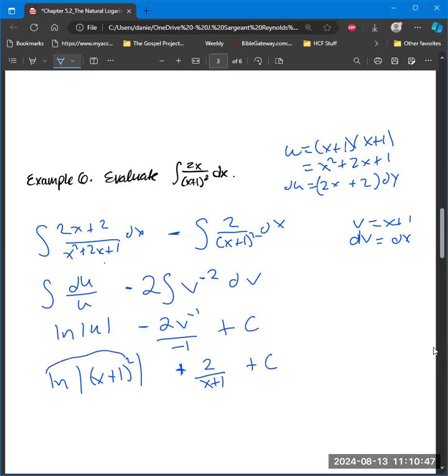I'm going to use my log properties to bring this down here and make this 2 ln of the absolute value of x plus 1 plus 2 over x plus 1 plus c. This is always positive if it's squared, so I'm going to keep those absolute value bars to make sure that this is always positive here.